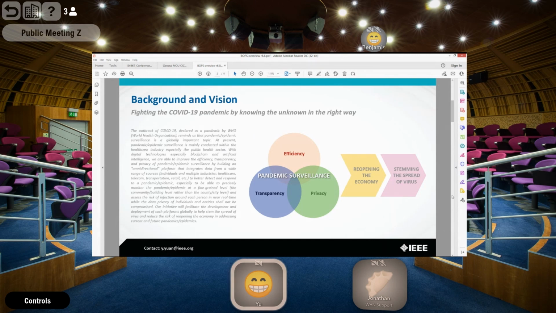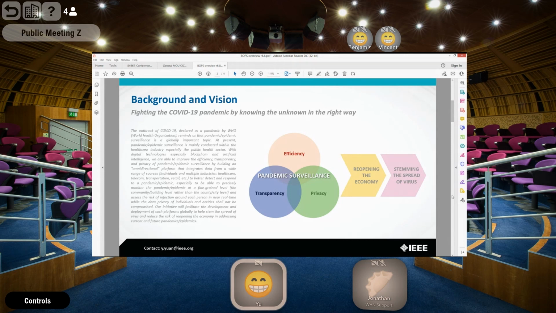In our opinion, efficiency, transparency, and privacy are the three most important factors when we are talking about pandemic surveillance. For a successful pandemic surveillance, we should integrate data from a wide range of sources, not only the official data acquired by the public health sector, but also data from individuals and from multiple industries such as healthcare, telecom, transportation, retail, etc. With all this data put together collectively, we can better detect and respond to a pandemic, not just today's COVID-19, but any future pandemics. And we will be able to precisely monitor the pandemic at a fine-grained level.